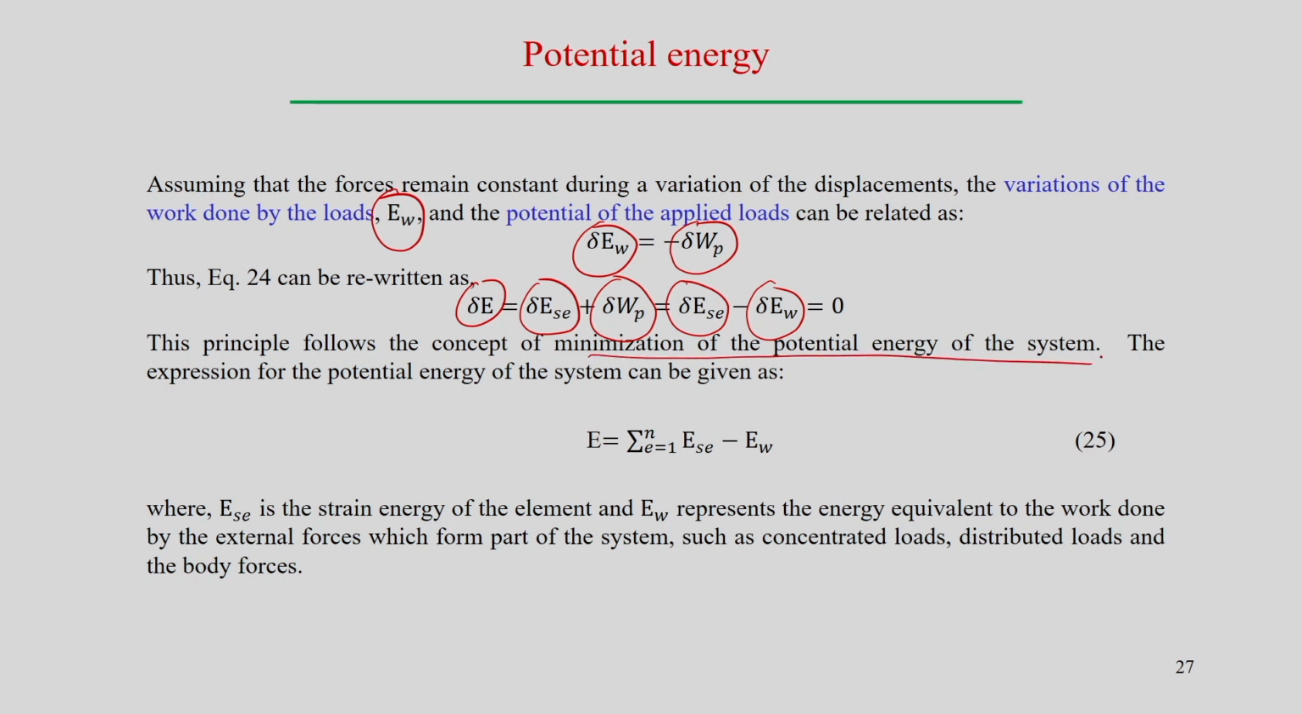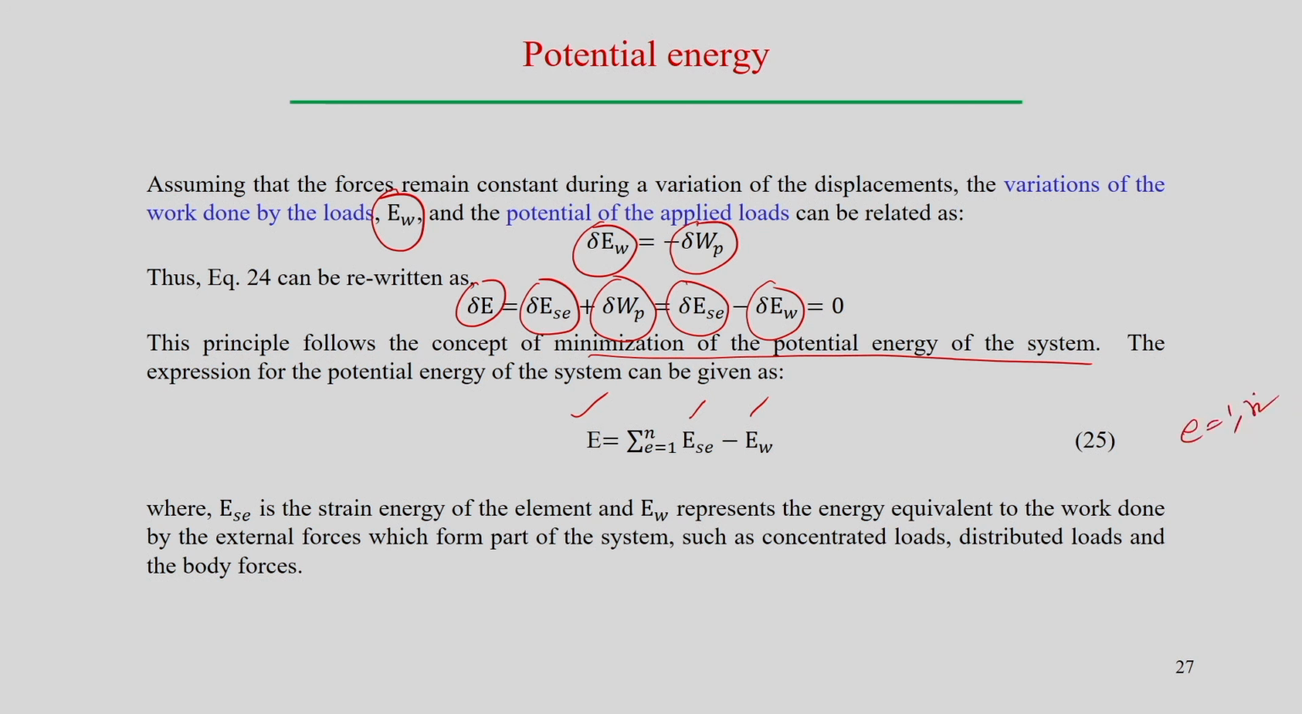So, first we have to look into the expression for the potential energy of the system, such that the potential energy of the system E is associated with the strain energy, and this is associated with the energy because of the application of the external load. So, that should be a summation over all elements, because e indicates the element number, a particular element, and e equal to 1 to n.